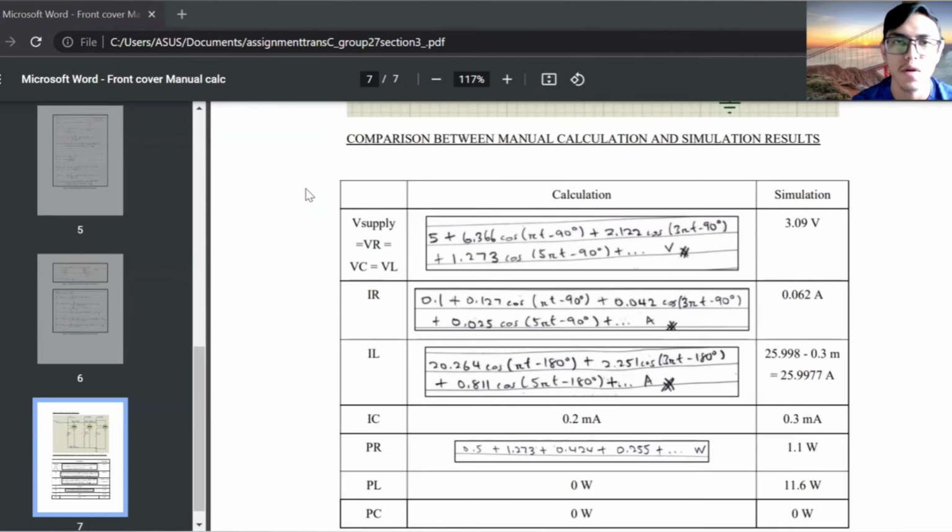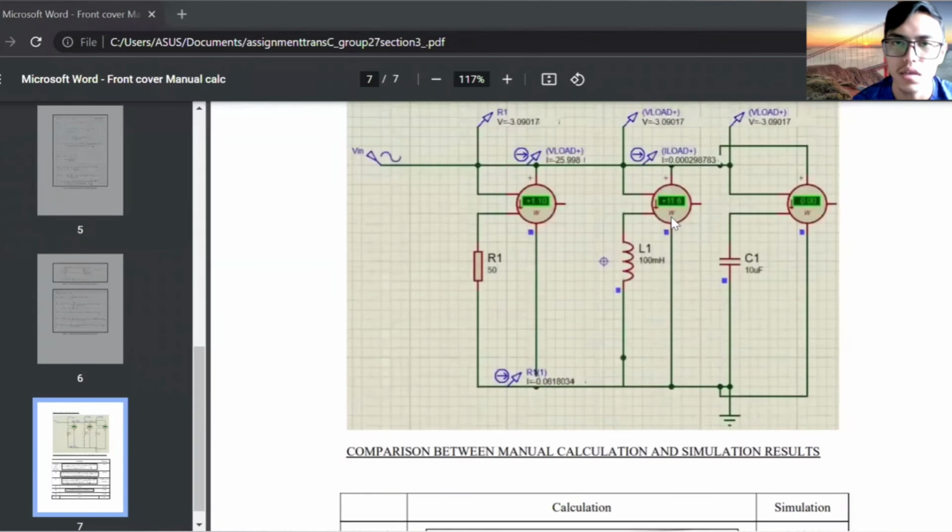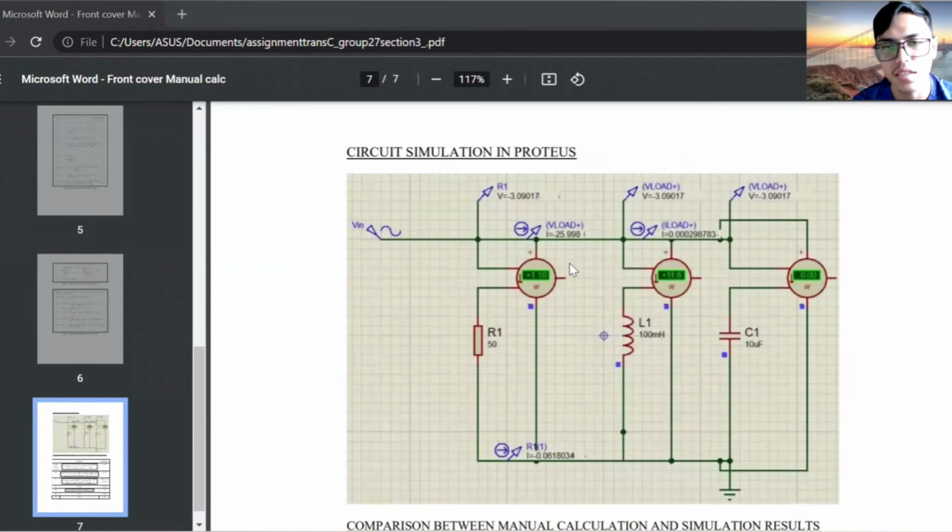So I will explain about the comparison between manual calculation and simulation result for our group assignment. So as we can see, this is the table for the comparison between calculation and simulation. And the first thing, we can see here, this is the circuit simulation that we simulate in the Proteus, and this is the result. We can see here, this is the voltage at each node, first node, second node, and third node. Current for each branch, first branch, second branch, third branch, and power for each load. Here, first load, second load, and third load.